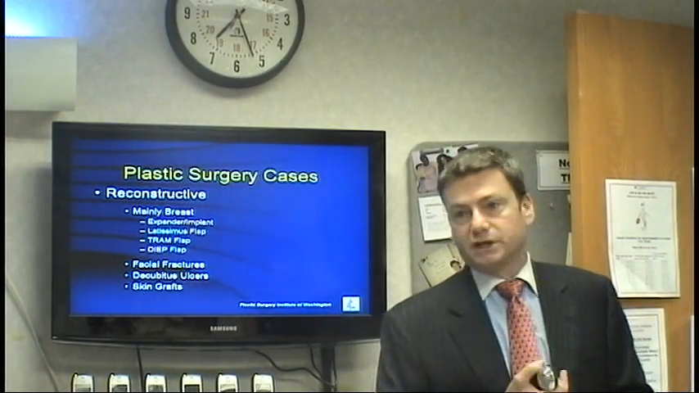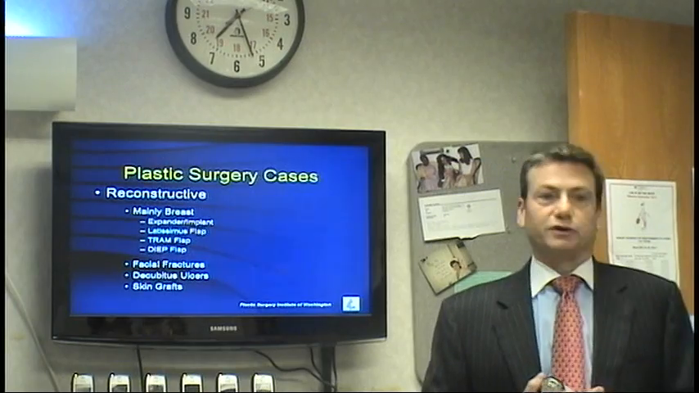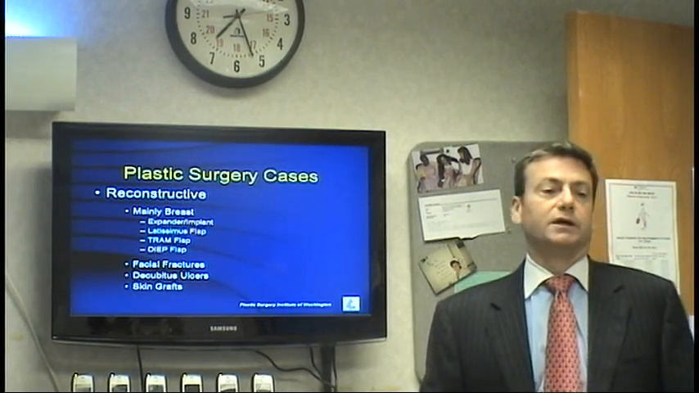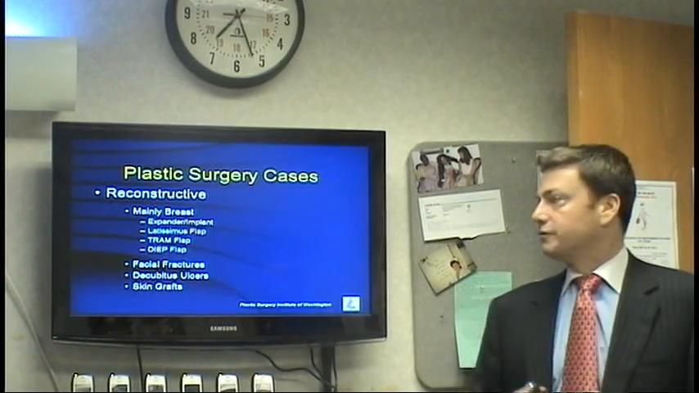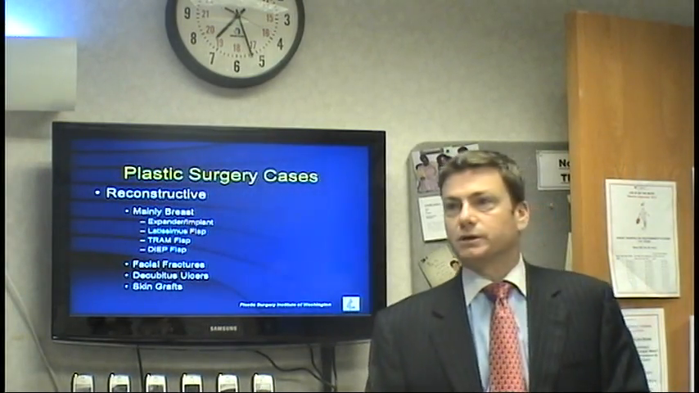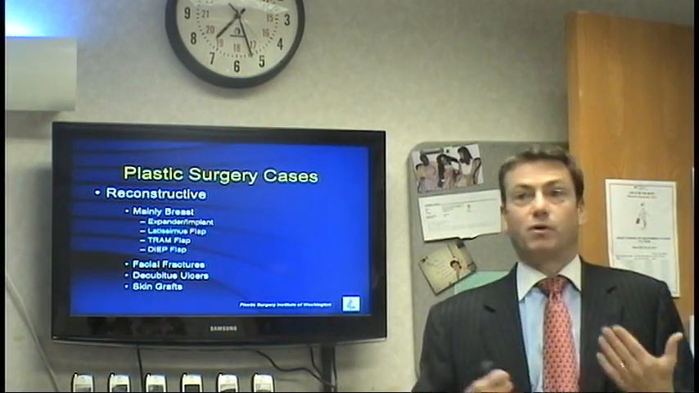Facial fractures you'll see coming in through the ER. Again, that's more of a reconstructive procedure. It's going to be similar care to the facial patient from cosmetic. Decubitus ulcers and other flaps and skin grafts, there will be other doctors that will be admitting those here. Personally, I don't do a lot of those here, but other doctors do, and that may be part of your lecture series.